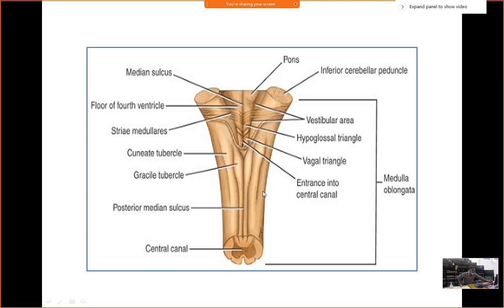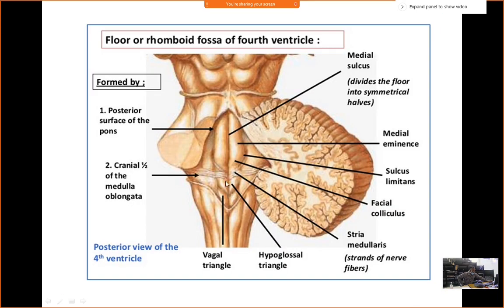Then this is our closed part; now the upper open part. In the open part, what will happen? This picture is here. At the midline, there is a sulcus known as the medial sulcus.